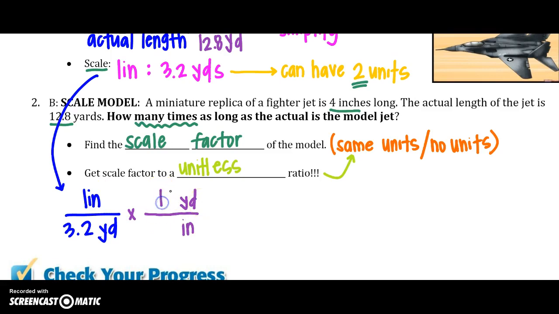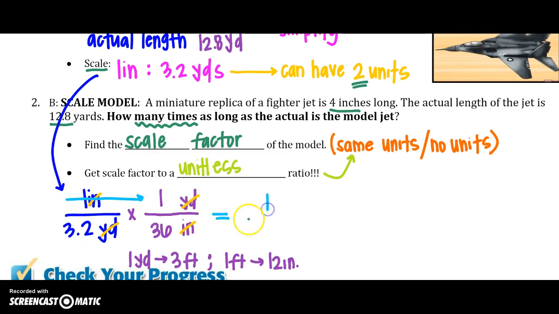So I know that there's 1 yard to every 36 inches. I could have also said 1 yard to 3 feet, and then did 1 foot is to 12 inches, however you want to do it. Alright, so because my units cancel, I'm going to multiply across the top, so I have 1, over, multiply across the bottom. 115.2 would be my scale factor.